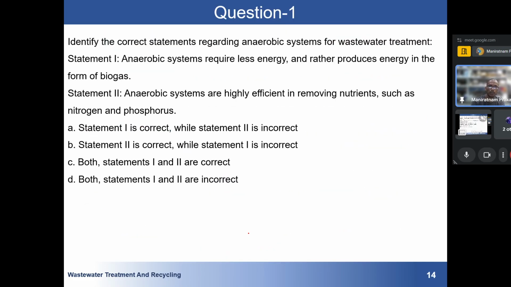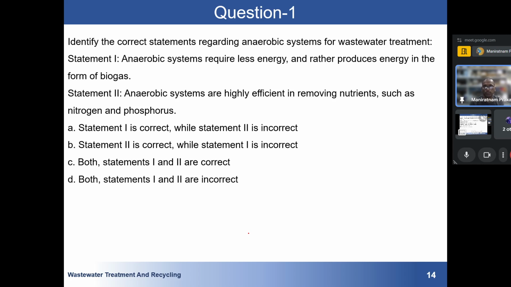So coming to the questions, just try to answer them. If you have attended my lecture and gone through the lecture material, I think I have discussed in detail what the different processes are. So just try to answer, and we will discuss it one by one.